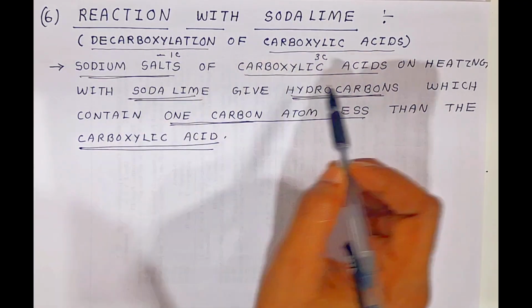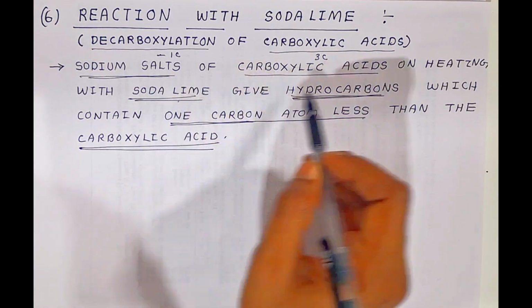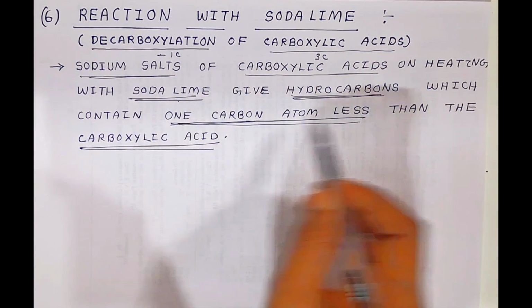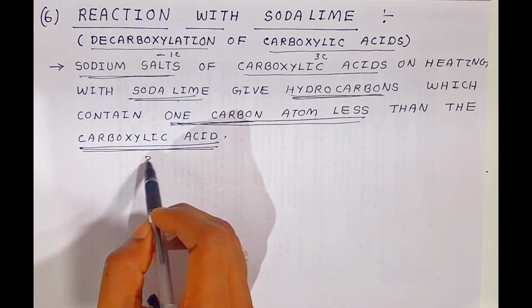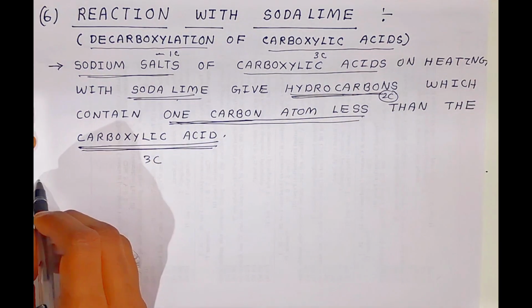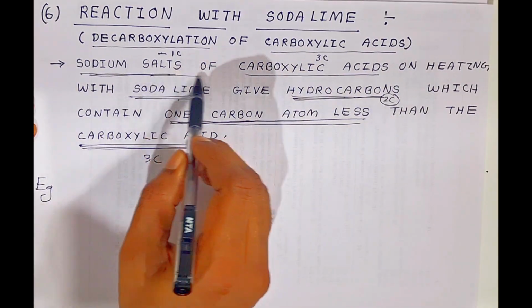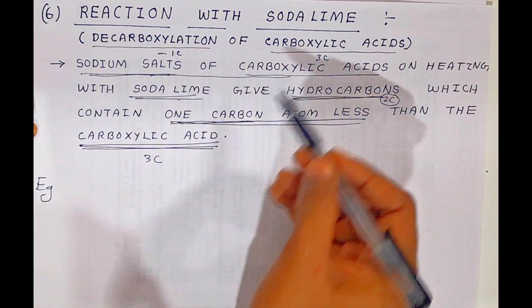Okay students, so you are getting hydrocarbons, and mind well. The sodium salt of a carboxylic acid on heating with soda lime gives hydrocarbons which contain 1 carbon less than the carboxylic acid. If it is 3 carbon, you will get a hydrocarbon with 2 carbon. The simplest example, students, I am taking is the sodium salt of a carboxylic acid. Here we are going to take directly the salt of the carboxylic acid.